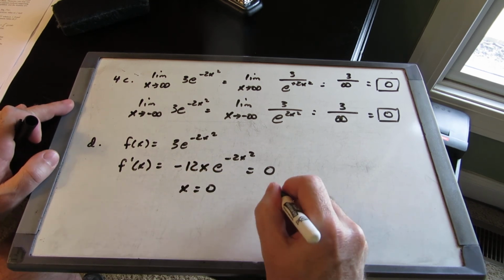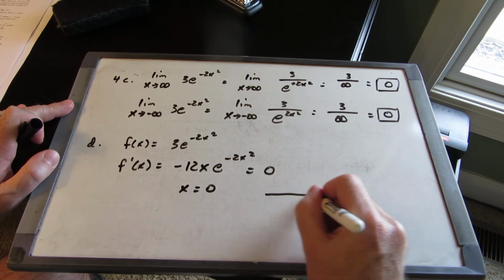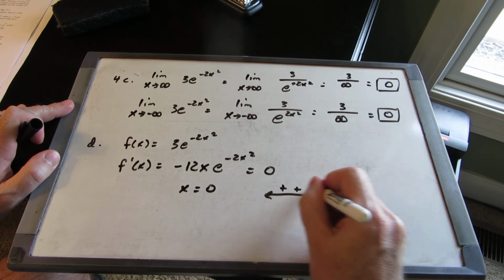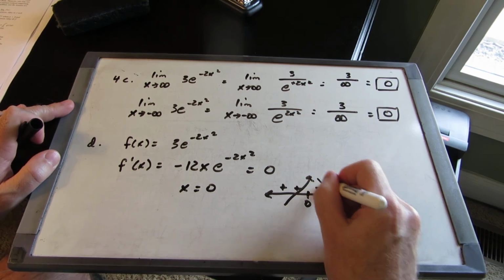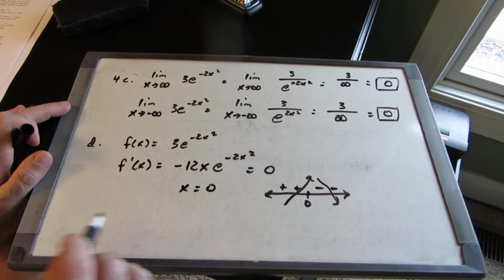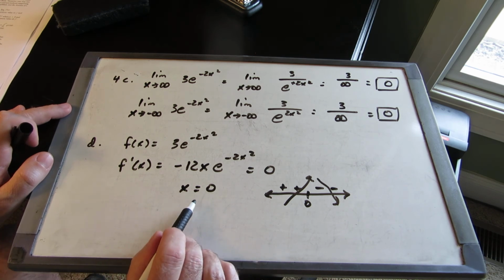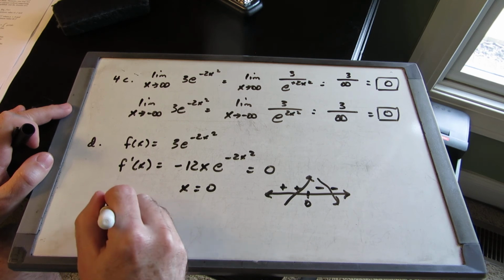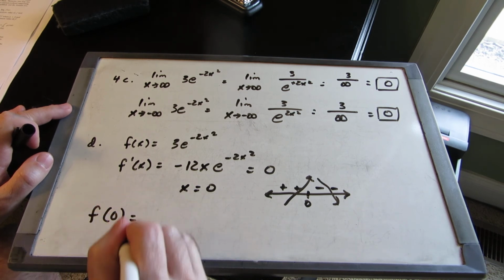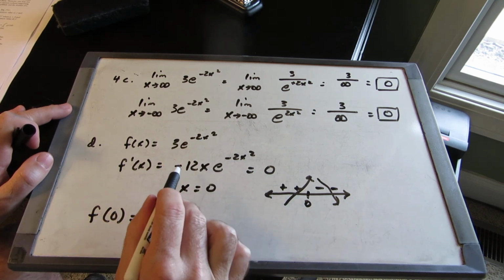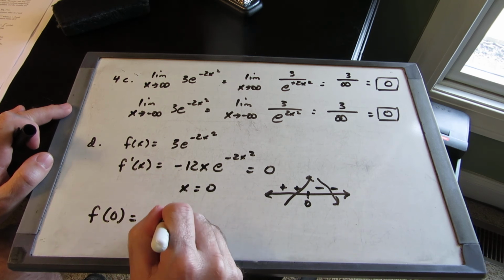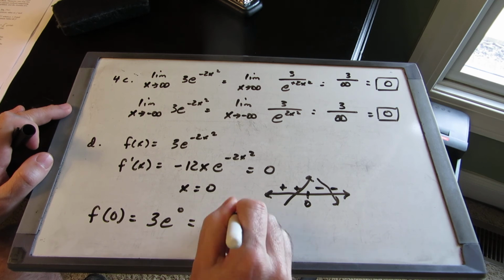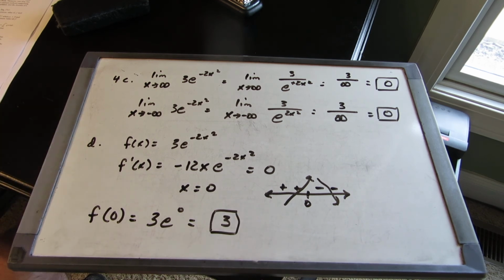Okay, so our max is going to occur when x is 0. But that's not the answer. That's the x value. We have to plug that back into our original, f of 0, to get the max. Okay, plug 0 into the original. That's going to be 3e to the 0, which is 3 times 1, which is 3. So our absolute max is at 3.